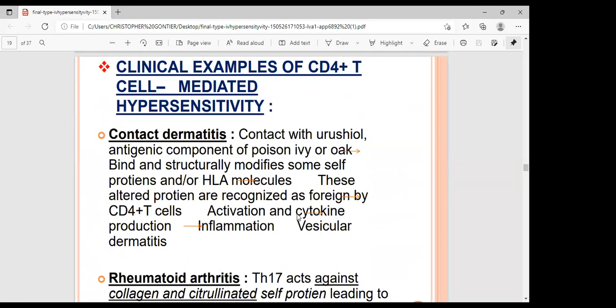So examples: contact dermatitis. There are people that get a scratch with a bark or some kind of thing. They manifest not immediately like type 1, but after some time. Those are delayed type hypersensitivity reactions. It is critical to establish the time duration between type 1 and type 4 for purposes of classification.